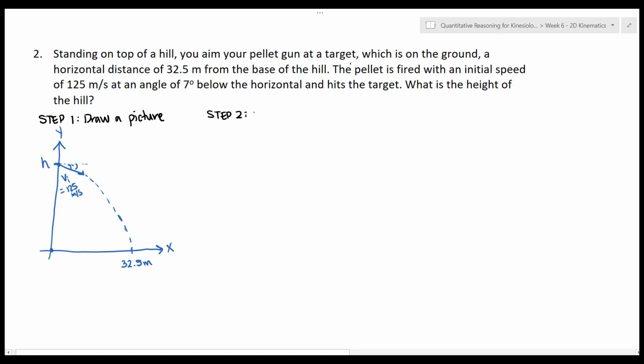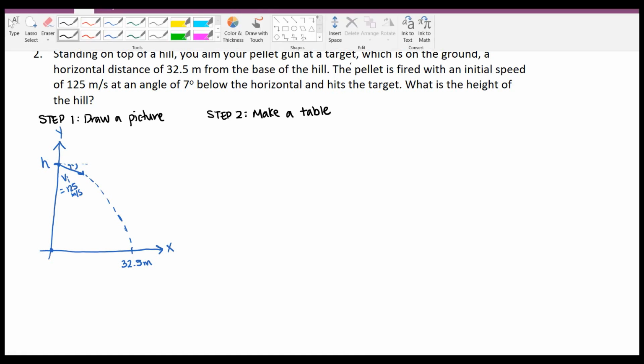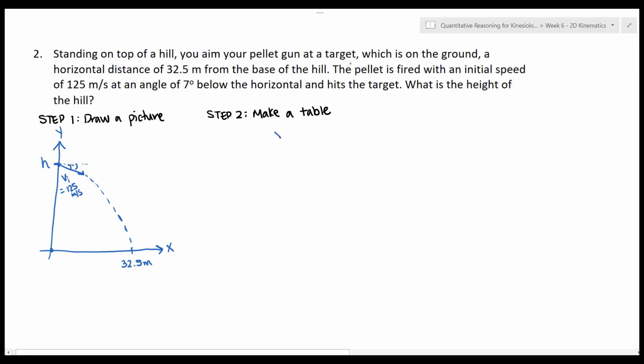So step 2 is make a table. All right, so let's draw our table. Our table has x and y. And then on the side, we're going to have all the variables from the kinematic equations. So we have S initial, S final, V initial, V final, A, and delta t. All right, so we're going to fill out the table with everything that we know.